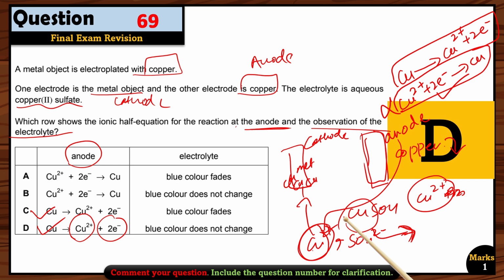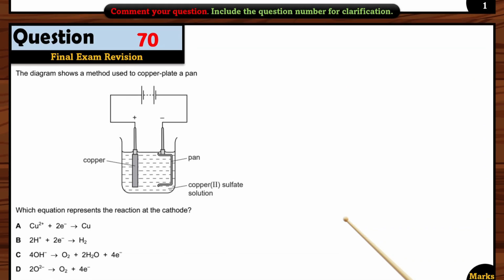So the color never changes. Whenever you are using copper electrodes, the color of the solution never changes. The blue color of the copper sulfate never changes if you are using the copper electrodes. We have already discussed this one. So the blue color does not change.